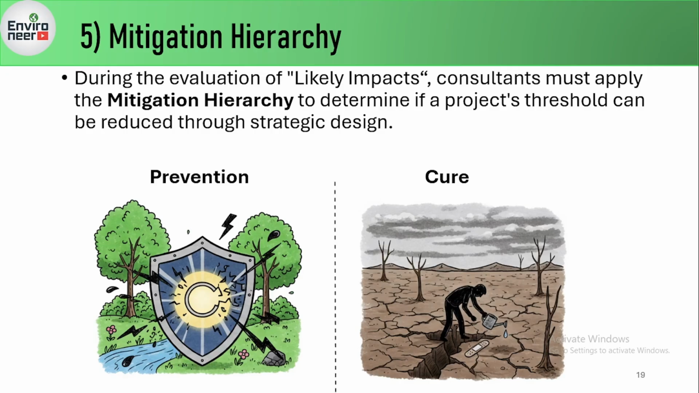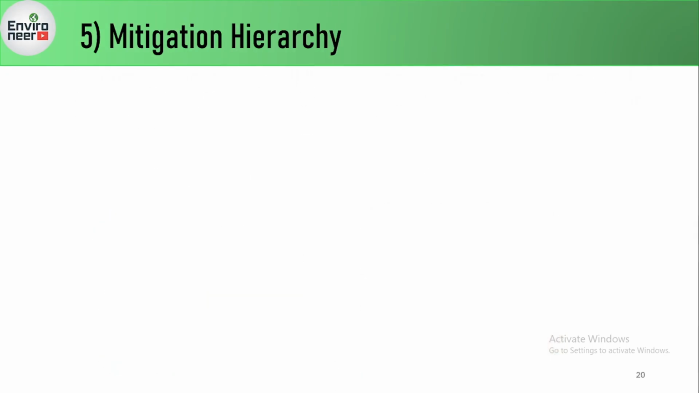It just makes more sense, financially, ethically, you name it, to avoid causing damage in the first place rather than trying to fix it or pay for it later. The mitigation hierarchy simply takes that common sense idea and turns it into a formal process. So here's how it works, and the order is incredibly important.